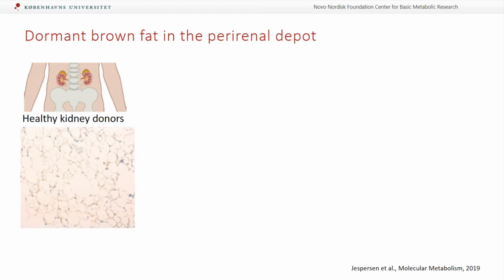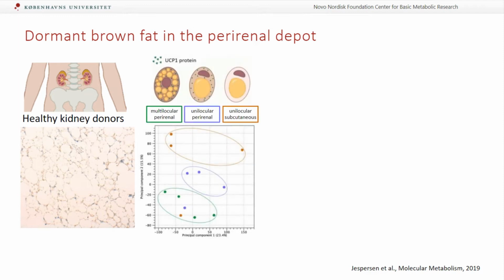We could see that the tissue looked very similar to the brown fat that we find in the supraclavicular deep neck region. It's heterogeneous. It has unilocular lipid fat cells and multilocular fat cells. But when we did a staining, we could see that the unilocular adipocytes also were positive for UCP1.